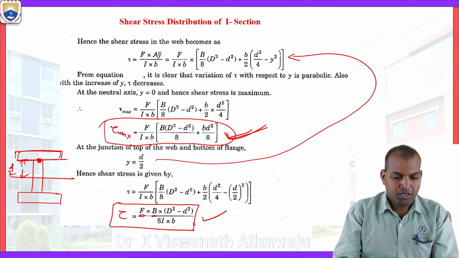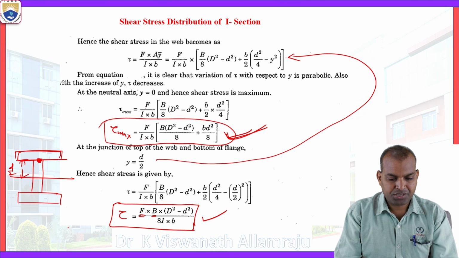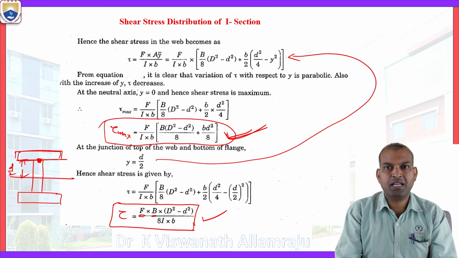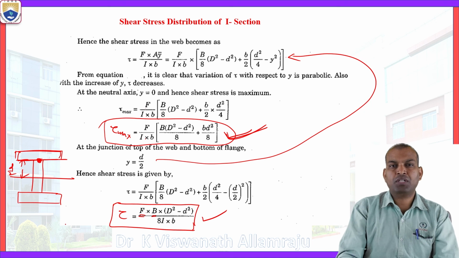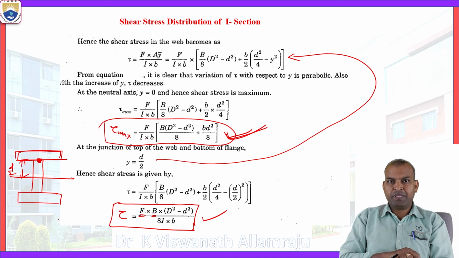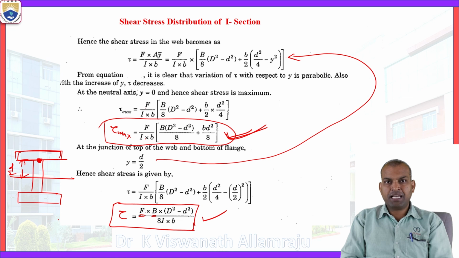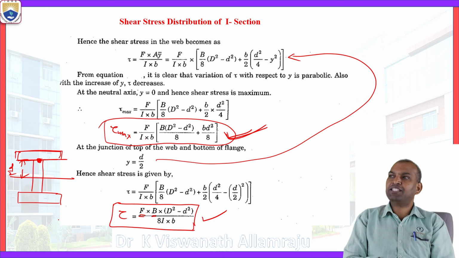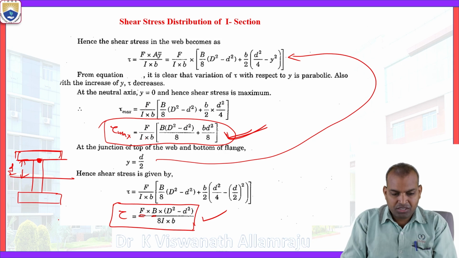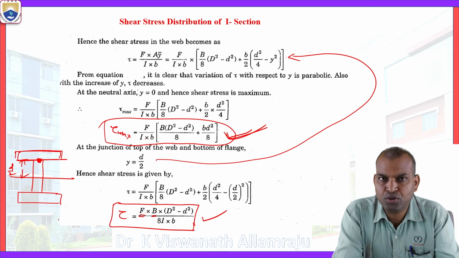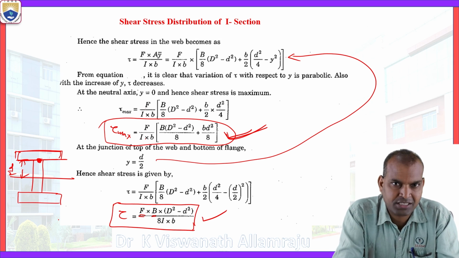Okay. Now for different I sections, here the I section is symmetrical about the neutral axis. The I section is symmetrical about the x axis and also the y axis. It is completely symmetrical. It is symmetrical about both the x axis and the y axis.